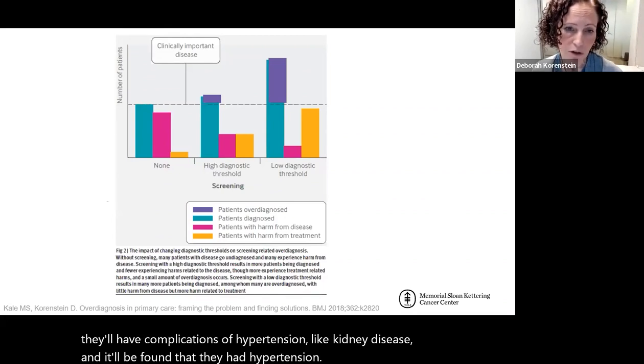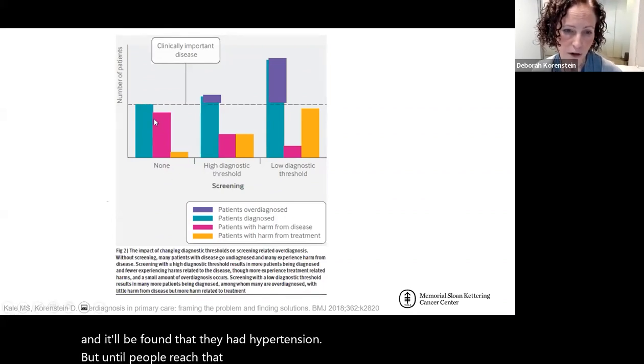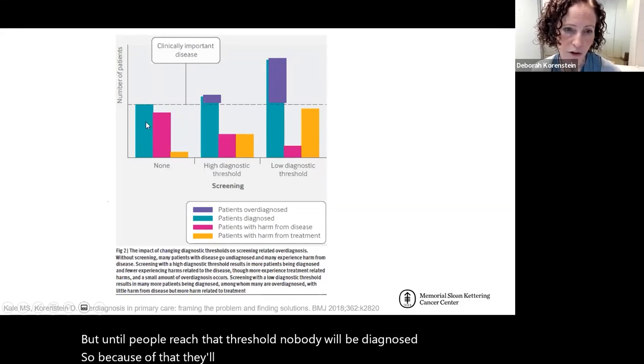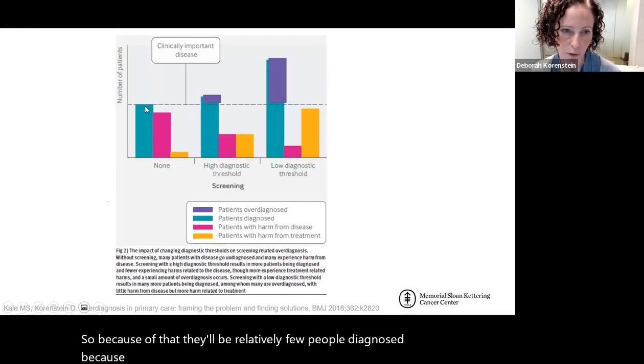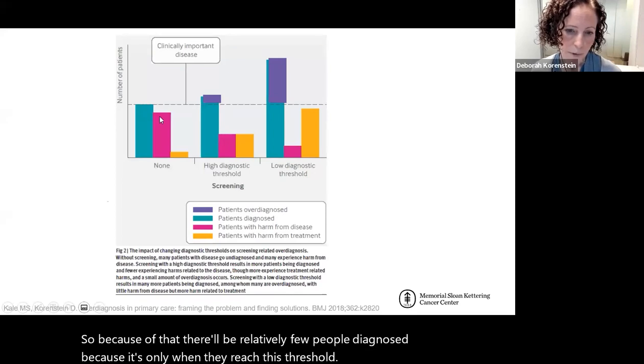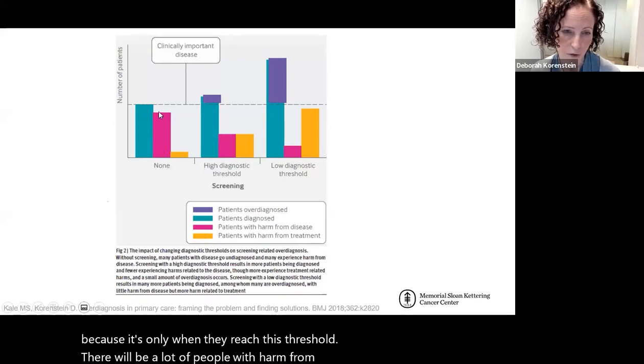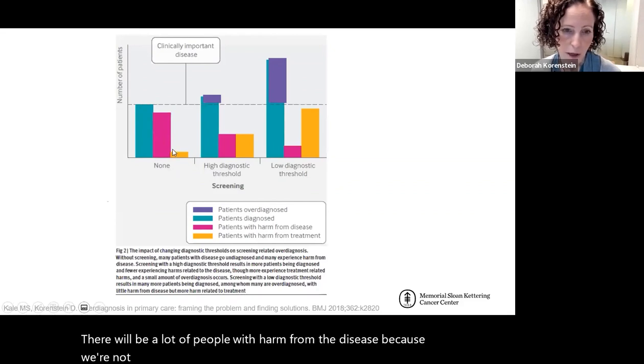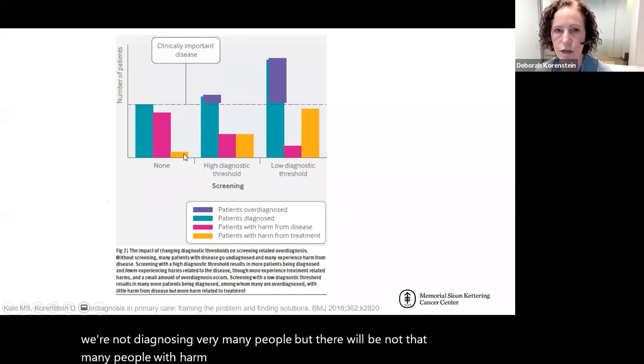But until people reach that threshold, nobody will be diagnosed. So because of that, there'll be relatively few people diagnosed, because it's only when they reach this threshold. There will be a lot of people with harm from the disease because we're not diagnosing very many people, but there will not be that many people with harm from treatment because we won't be treating anybody who doesn't really need to be treated.